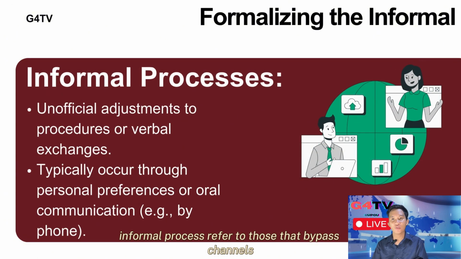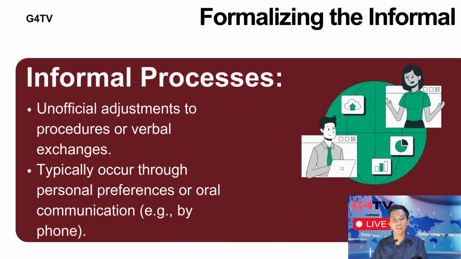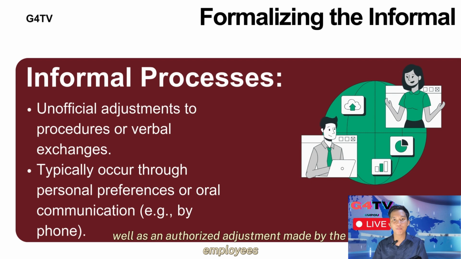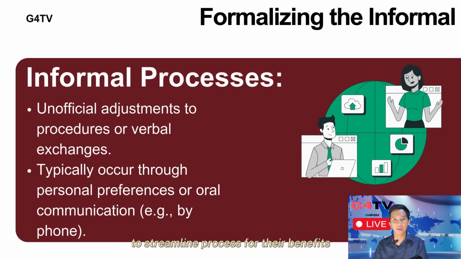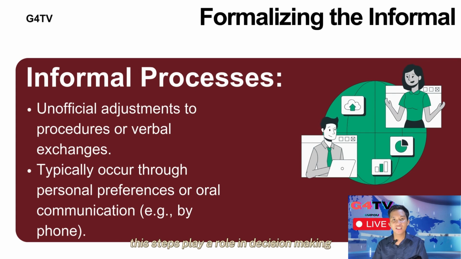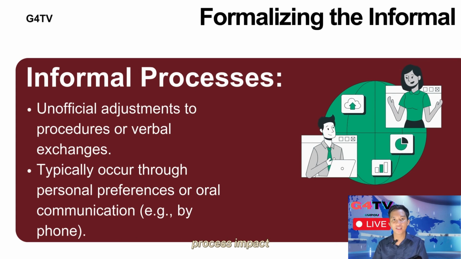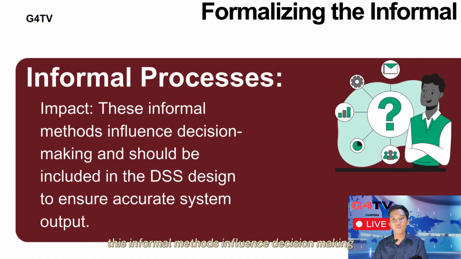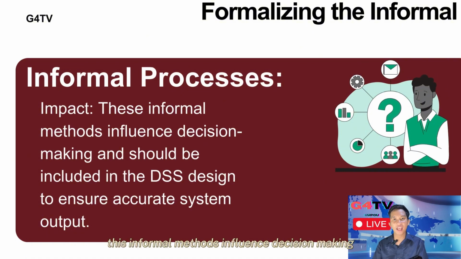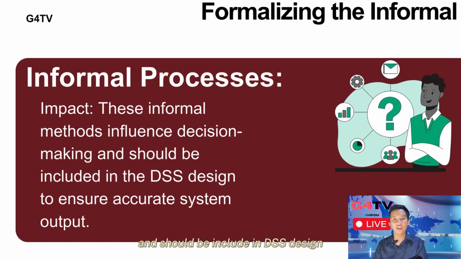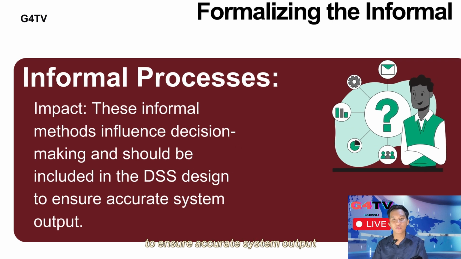Informal processes refer to those that bypass channels. This includes phone calls or face-to-face discussions, as well as unauthorized adjustments made by the employees to streamline processes for their benefit. Despite not being documented or specified, these steps play a role in the decision-making process. Impact. These informal methods influence decision-making and should be included in DSS design to ensure accurate system output.